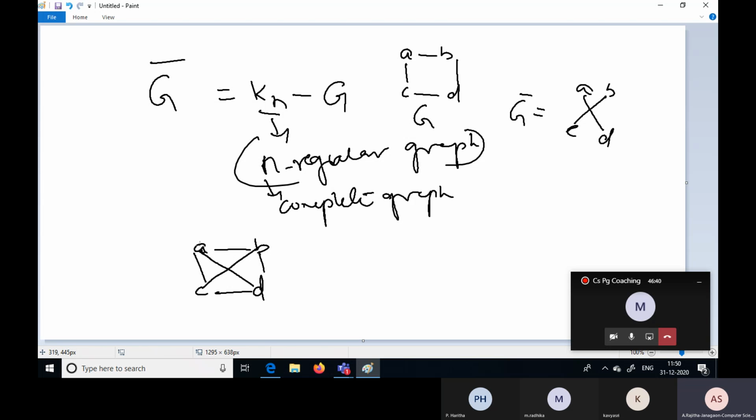Now from this, this edge exists here, that is, we are not taking it. So this also exists, we are not taking it. This is also there. So this is the complete graph.